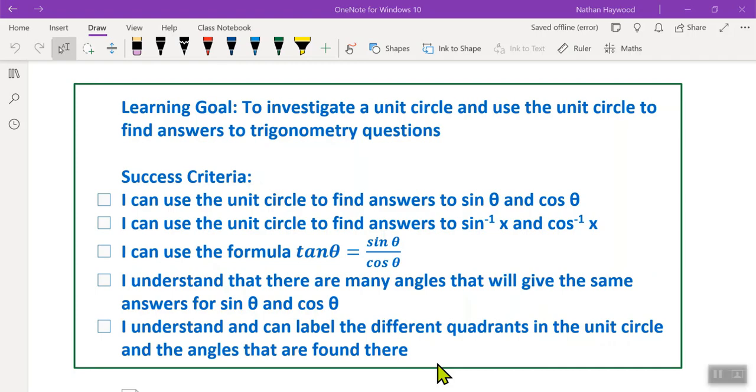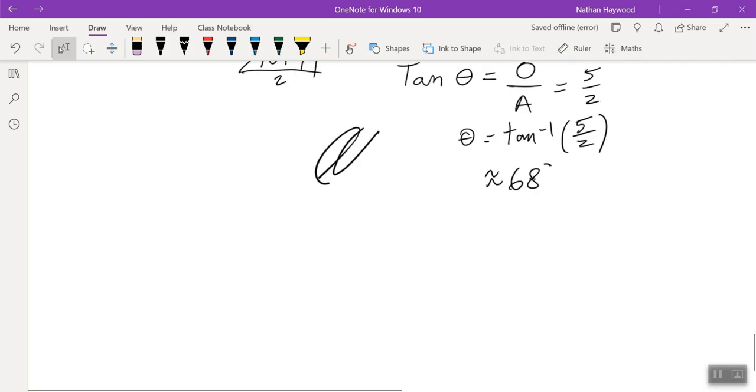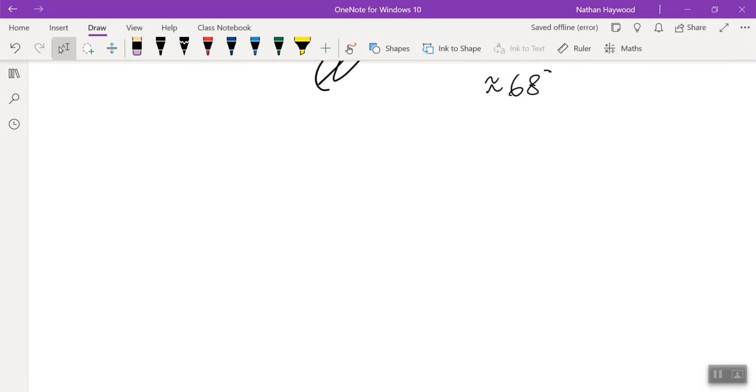Last week you looked at triangles, right? And you calculated the unknown angle or the unknown side. All right, so let's have a look at the unit circle in more detail. It's got 4 quadrants.